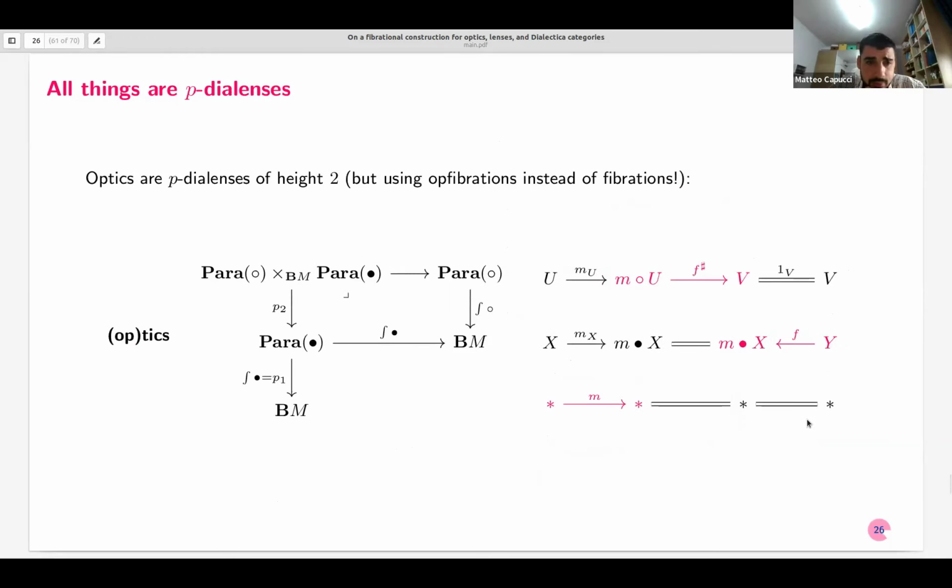And finally, you can show that optics, so in particular something related to optics called pre-optics, which, well, if you don't know about optics, then this is not going to be very useful, but it takes too much time to introduce them. If you know about optics, then you know that optics can be presented as equivalence classes of some morphisms.